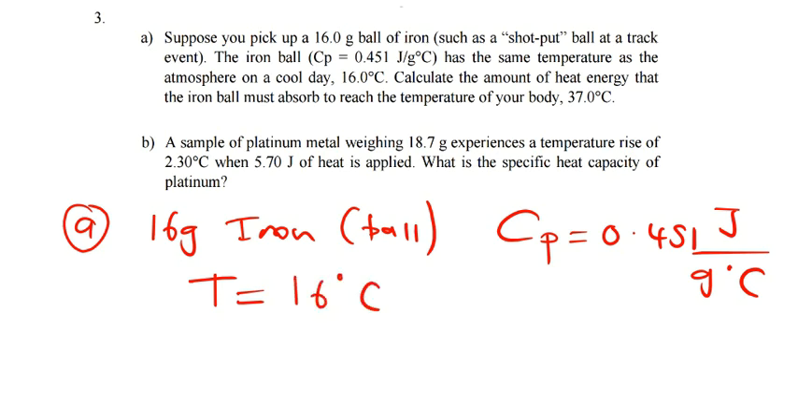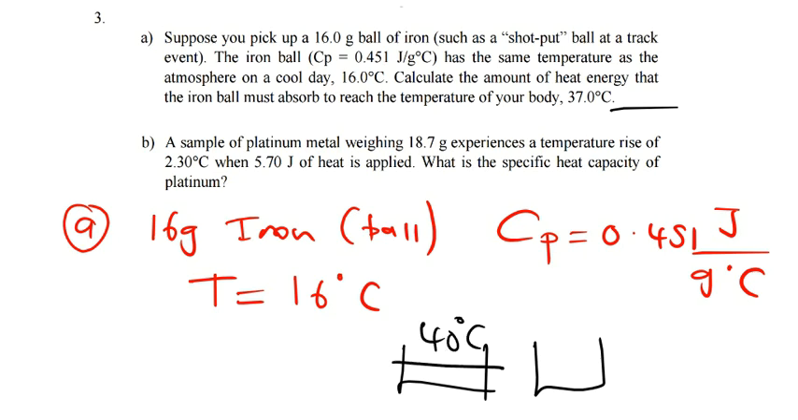Now calculate the amount of heat energy that the iron ball must absorb to reach the temperature of the body. This lies in the fact that if two things are in contact, they head to a place where the temperature becomes the same. This applies even to liquids. If you combine water at 40 degrees Celsius with water at 75 degrees Celsius, the final temperature is going to be in between. They want to reach an equilibrium temperature.